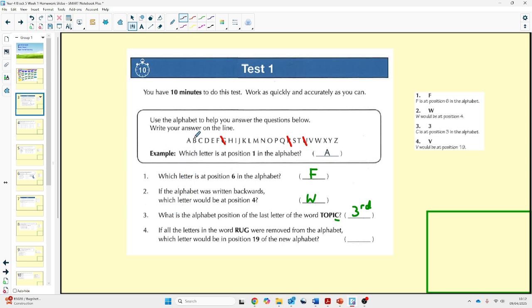So we go 1, 2, 3, 4, 5, 6, miss out G, 7, 8, 9, 10, 11, 12, 13, 14, 15, 16, 17, 18, 19. So the 19th position will be the V.